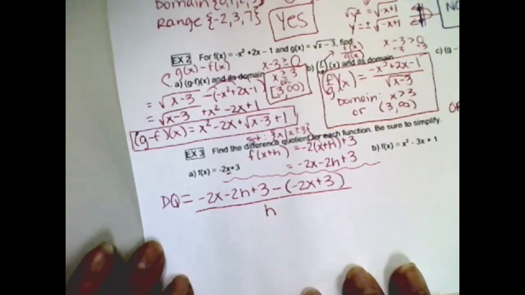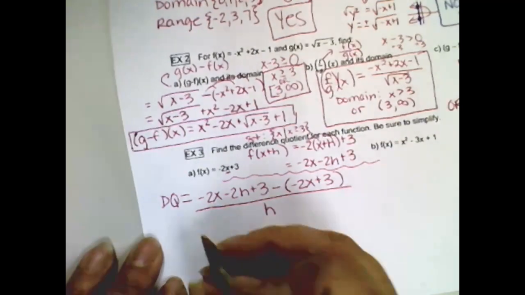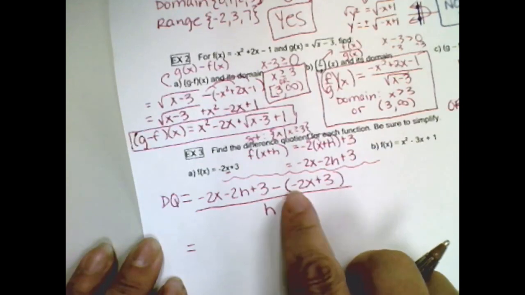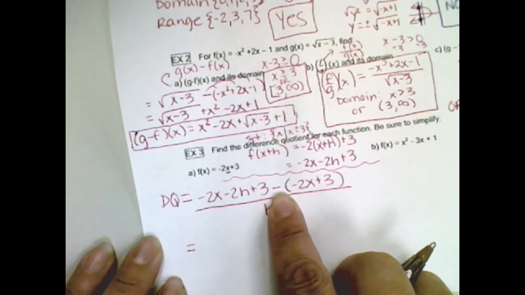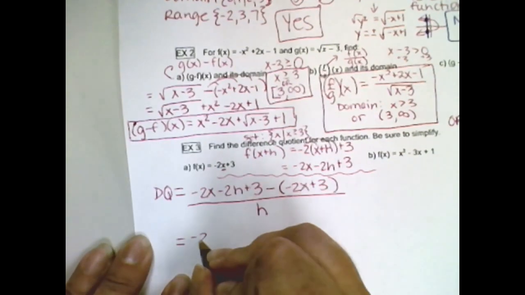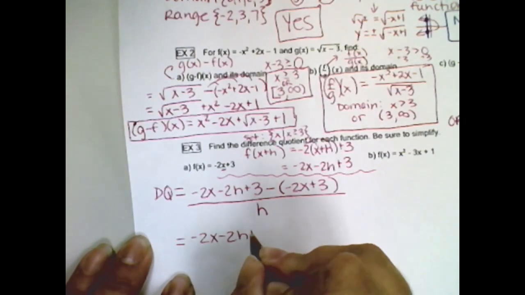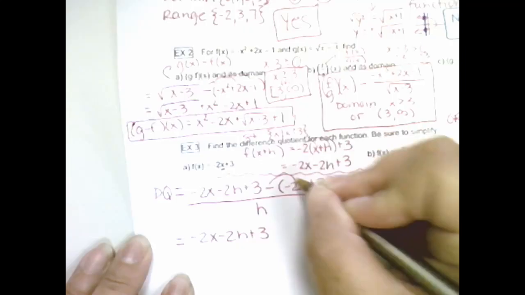Now I need to simplify. So obviously I need to distribute my negative over here. So these first ones I'm just going to recopy. Minus a negative becomes a plus.